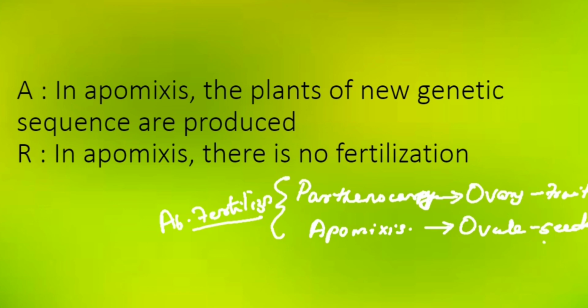Now look at this assertion. In apomixis, the plants of new genetic sequence are produced. Wrong. Because I told you it develops directly, so there is no new sequence. In apomixis, there is no fertilization, it is correct. So we can say that option D is correct because assertion is false, reason is true.